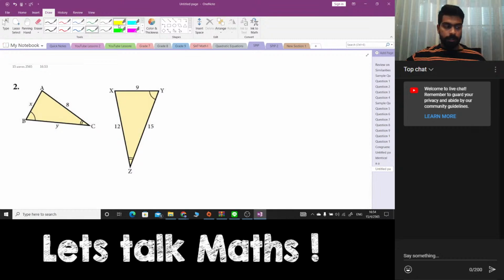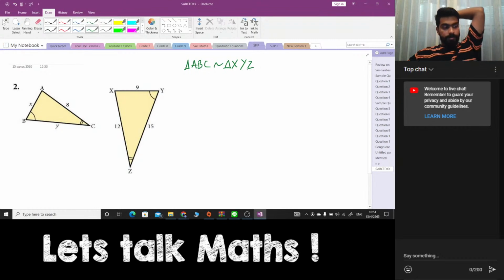Alright, now first of all, guys, like the previous one, we are going to name our triangle. So we're going to go from no arc to one arc to two arcs. So triangle ABC is congruent to triangle. No arc is X, one arc is Y, two arcs is Z.